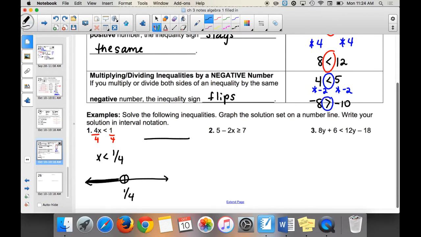Sometimes people get very fancy with graphing too. Like some books, I think your book does this, does a little parenthesis here and then goes this way. And notice how they put it a little bit above the line so you can see it. If you want to write it that way, you can do that as well. I personally like the open circles and closed circles. That's what I grew up with.